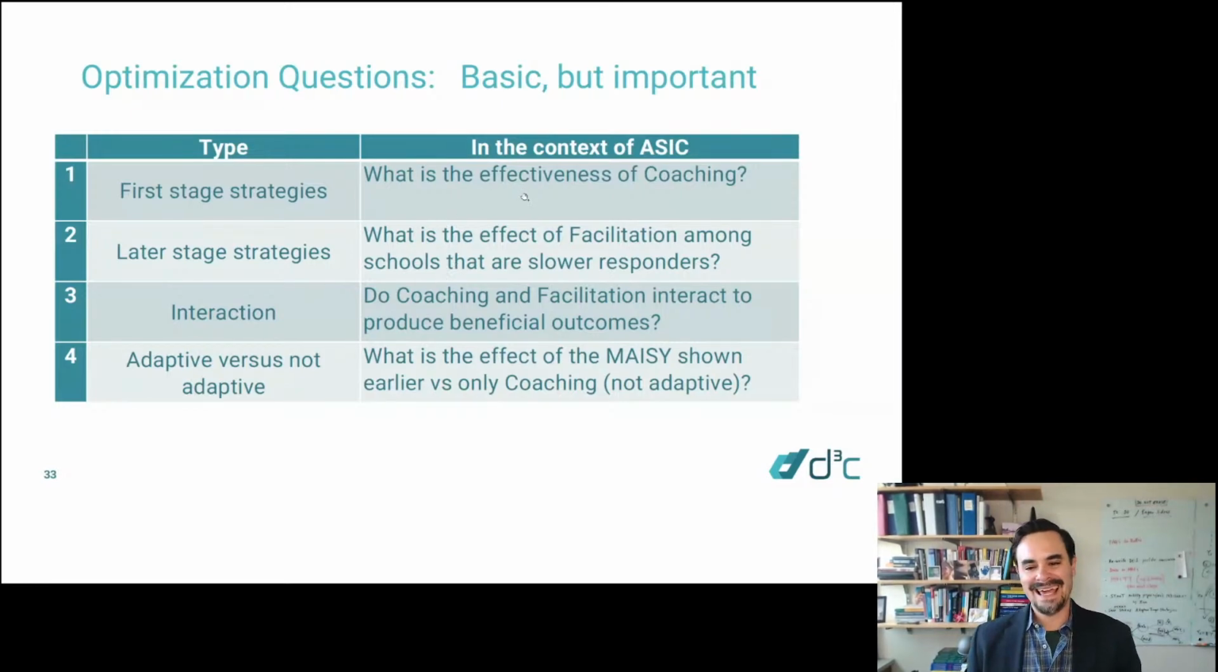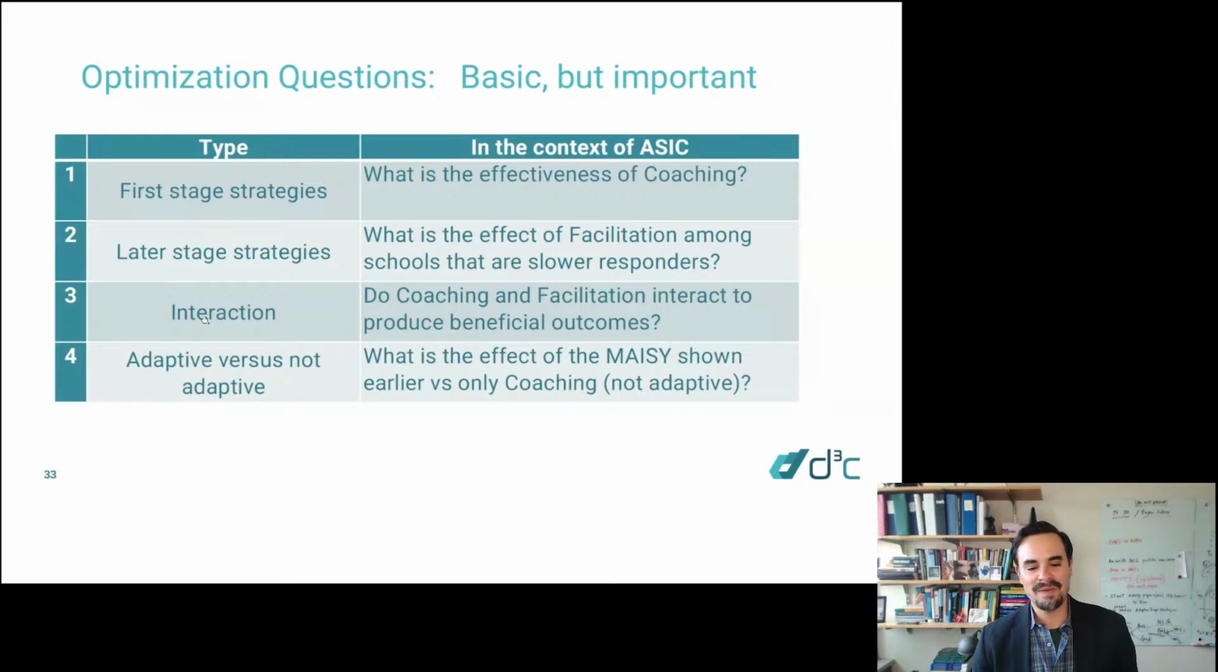You might say, Danny, in the context of that ASIC example that you gave, what's the effectiveness of coaching? It's so expensive. Do we really need it? Or you might say, what's the effectiveness of facilitation? Do I really need to make those phone calls once a month or once a week to the schools, among the schools that are slow responding?